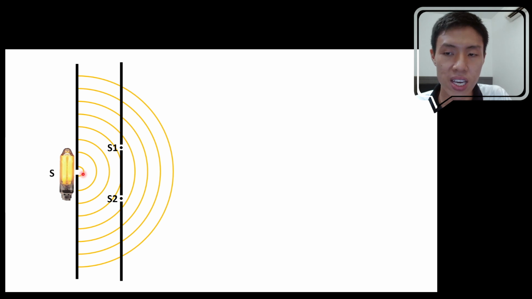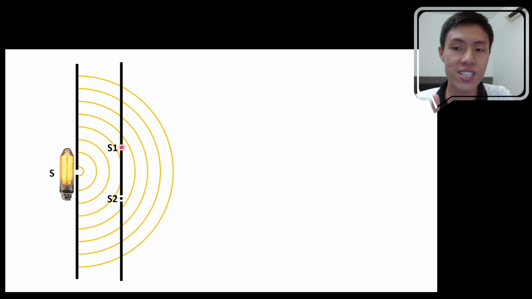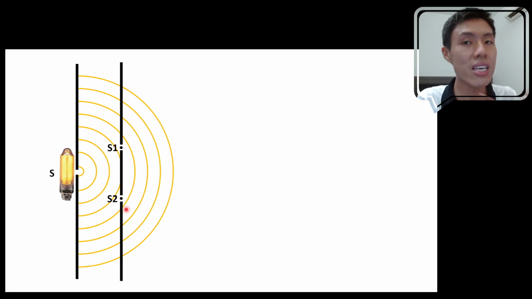It will go from peak, trough, peak, trough, peak, trough, peak, trough. So both of these slits will receive the same trough at the same time. Then later on it will be peak, later on it will be trough, later on it will be peak. So the light waves that arrive at both slits are in phase. So the light that emerges out from slit 1 and slit 2 should also be in phase.